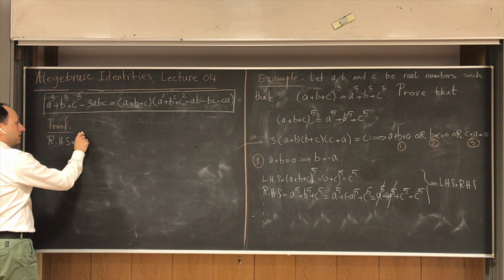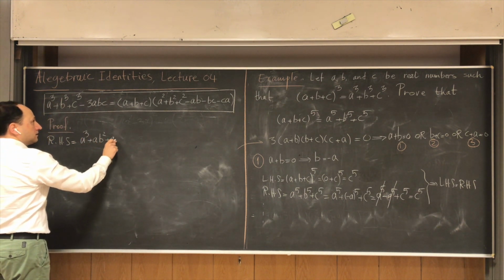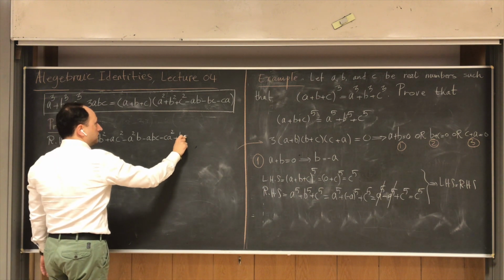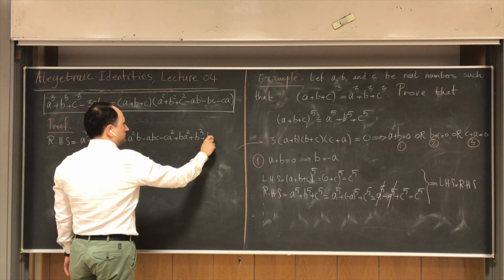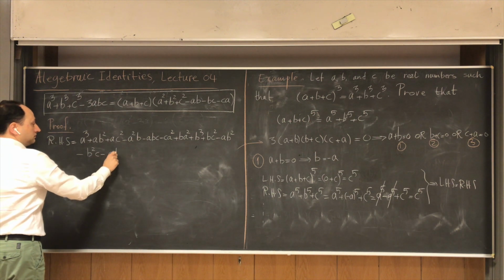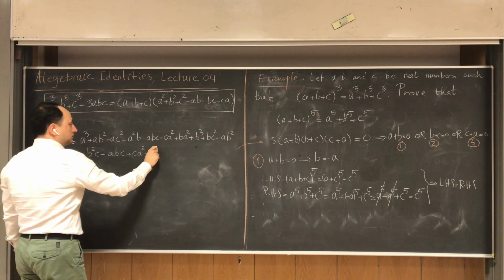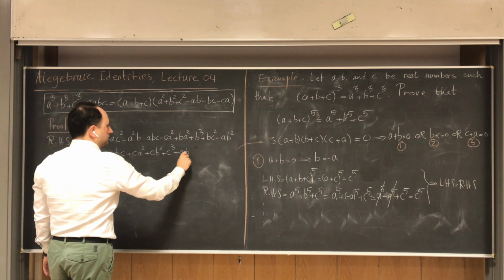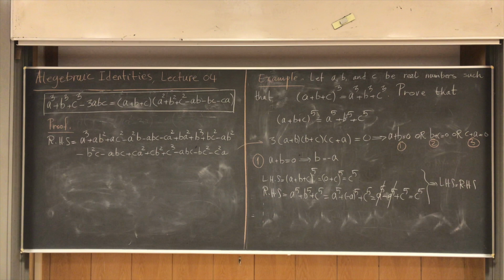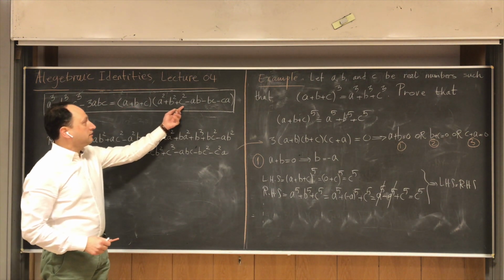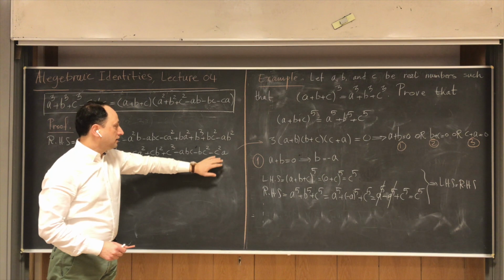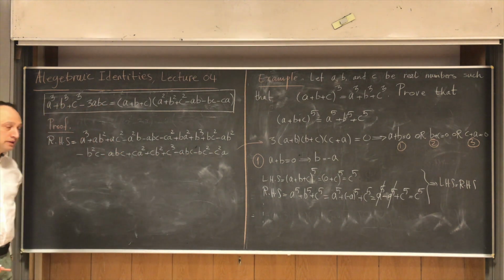So this becomes, yes, I just multiplied them. 3 terms here, and then I have 6 terms here, so there should be 18 terms. 1, 2, 3, 4, 5, 6, 7, 8, 9, 10. 1, 2, 3, 4, 5, 6, 7, 8. That's right. Okay, let us simplify that.